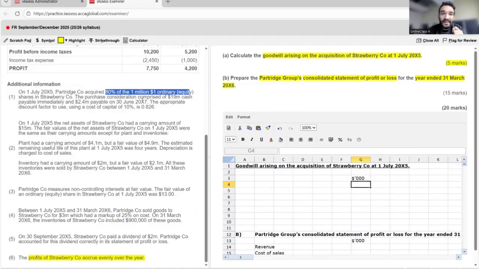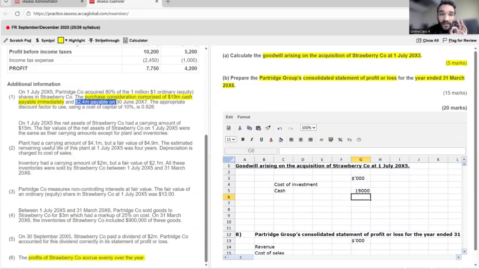Out of 1 million, they have purchased 80%. Okay, what is the purchase consideration? 19 million cash payable immediately. So one mark is very easy. Cost of investment, in which you can write cash, which is 19 million, right? 19 million, which is payable immediately.